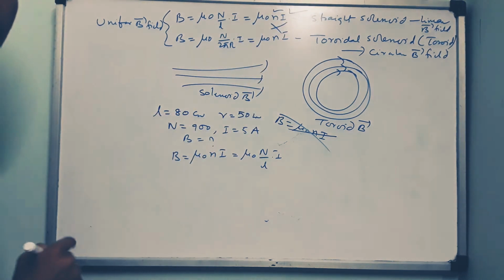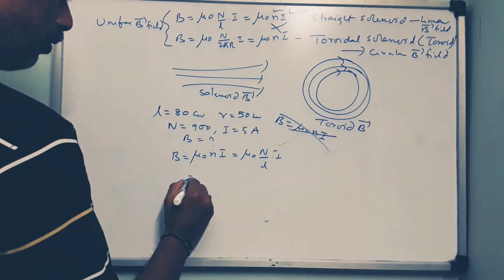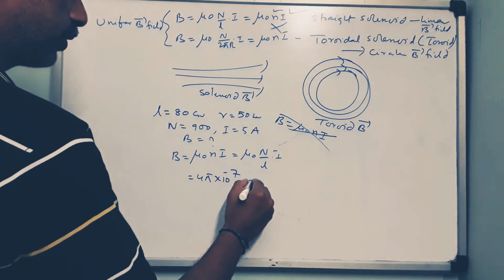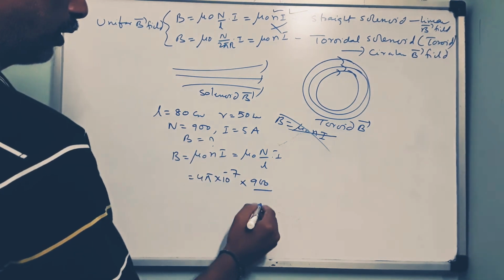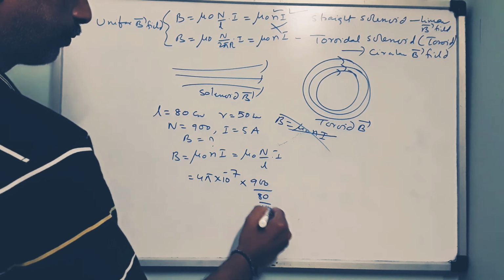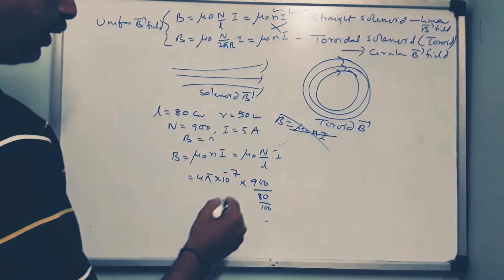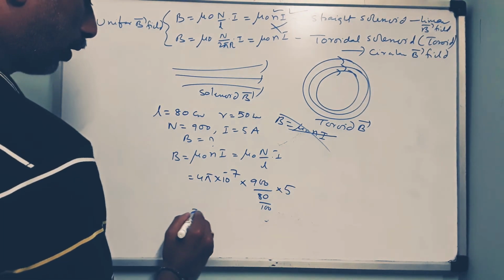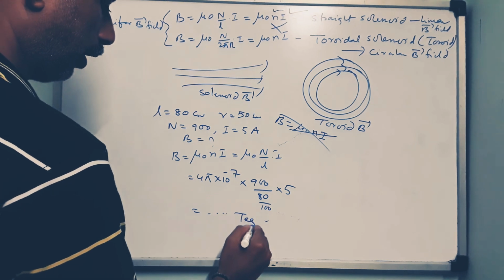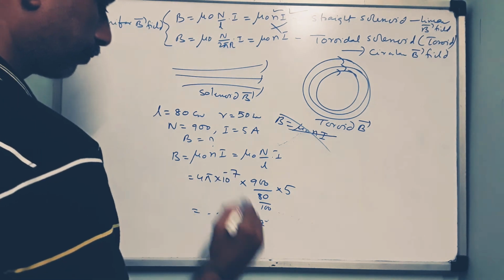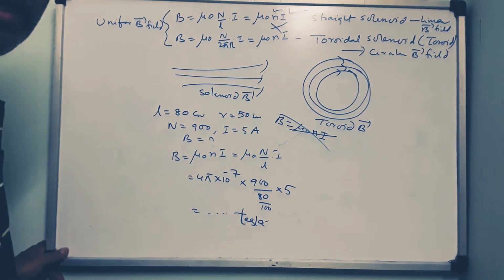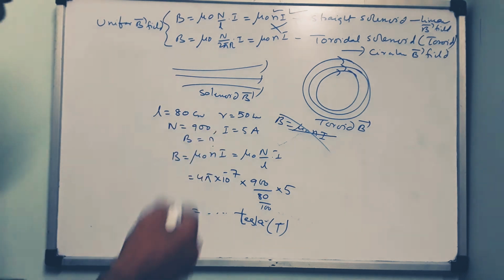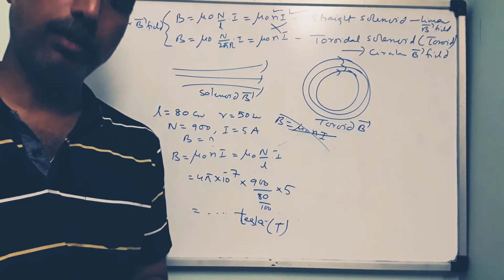So that formula only I have written here. What is the mu naught value? 4 pi into 10 power minus 7 SI unit. Number of turns is 900. Length is 80 centimeter, 80 by 100, convert to meters. Everything should be in the SI system. Into I, how much? 5 ampere. So calculate, the answer you will get in Tesla. When you write the full form, use small t. When you write the symbol, use capital T. So this is about the solenoids and toroids.